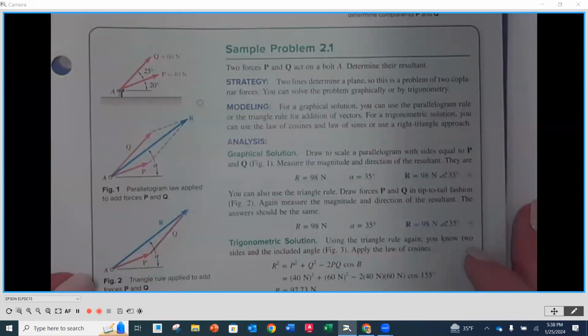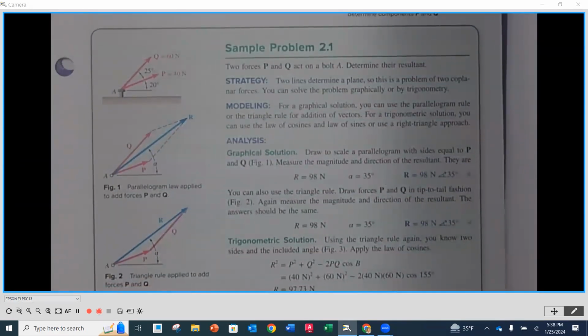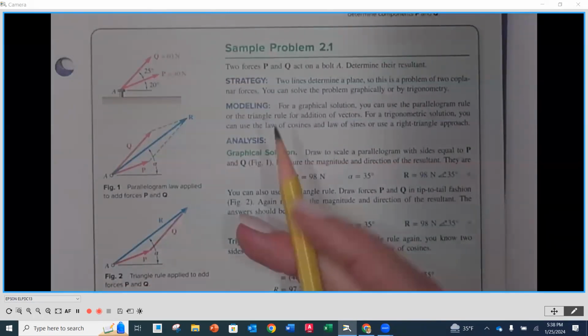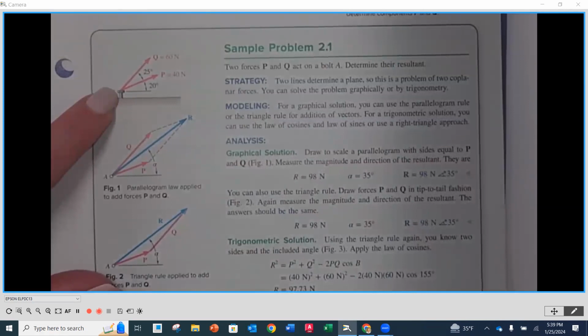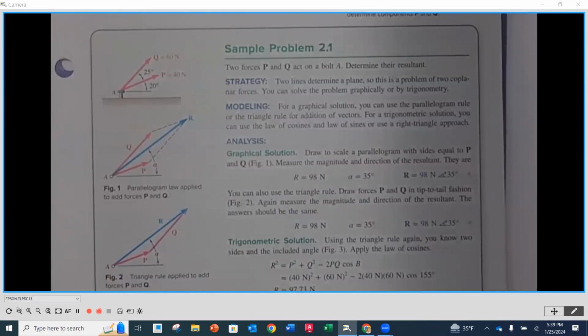So the sample problem that we have here, I'm gonna kind of scooch this over. It says that we have two forces, P and Q, and they act on a bolt, A. We want to determine what their resultant is. Now, what they've done is they've done this a couple different ways. We're gonna look at it first graphically using the parallelogram method and the triangle method. And then we're gonna solve it using the cosine and the sine laws, okay?